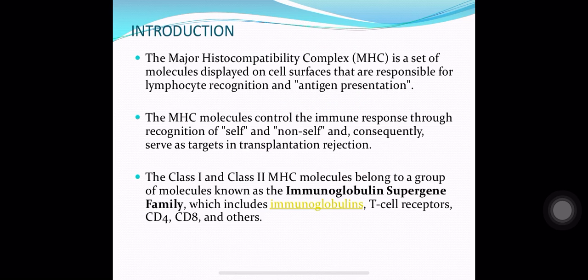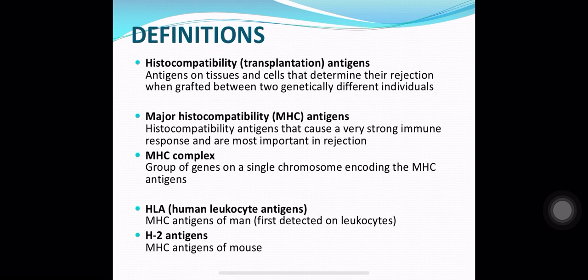The distinction between self and non-self is done by the MHC molecules, and whenever the MHC molecules see any structure with a foreign antigen, they will mount an immune response against it. The class 1 and class 2 MHC molecules belong to a group of molecules known as the immunoglobulin gene superfamily, which includes immunoglobulins, T cell receptors, CD4, CD8 and others.